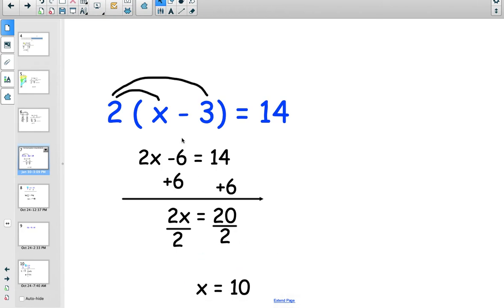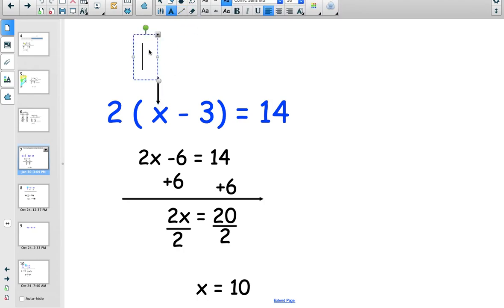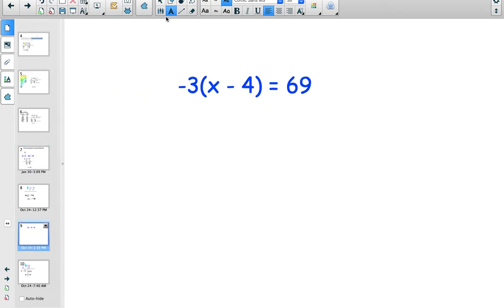Hey, let's plug that in and see if that's right. So I'm going to clean that up real quick, and I'm going to drop down 10 into here to see if that's true. So I'm thinking, all right, what if I replace x with 10? Well, 10 minus 3 equals 7, and then 7 times 2 does equal 14. So when I check my answer, it works. And then let's try one more together.